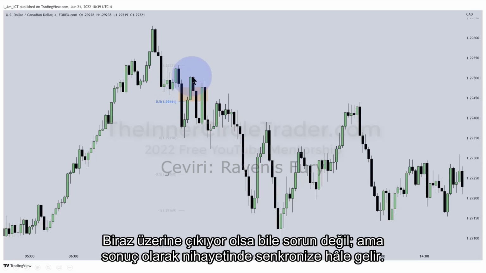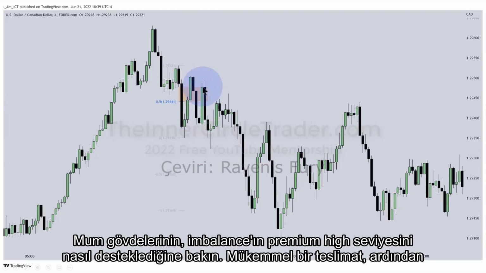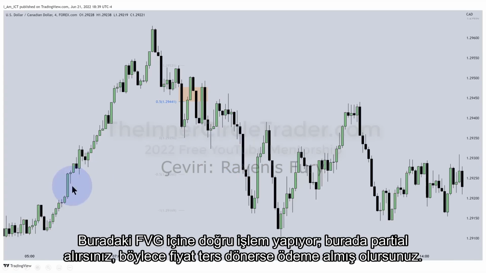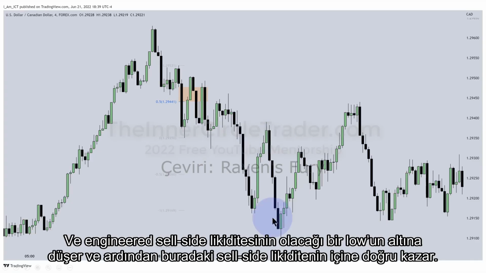So that's really the range that you'd be wanting to sell short in. So you're not really risking a lot of pips, but you're defining the entry a little bit better. Even though it goes above it a little bit, that's okay. But the bottom line is that it eventually gets in sync. Watch the bodies of the candle support that premium high of the imbalance. Beautiful delivery. Then it starts to break lower. One more time, false little rally, takes buy side liquidity once more. Then the real move starts to unfold. Trades into the fair value gap here. Take partials, so that if this reverses on you, you're paid. And it drops below a low where engineered sell side liquidity would be, and then digs into the sell side liquidity over here.